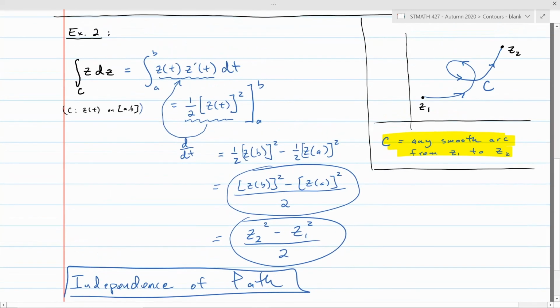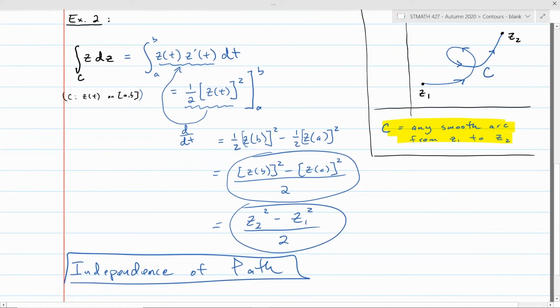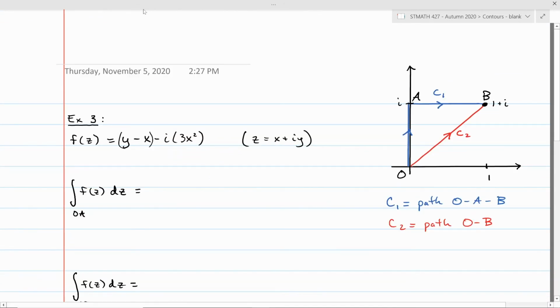As long as we chose a smooth arc, or it would also work for any contour, which is a piecewise smooth arc, the parameterization wouldn't matter. In fact, it's not just the parameterization, it's the curve itself. Any curve that goes from z1 to z2 would have the same answer. So that's what we mean by independence of path. And you can tell that the answer didn't depend on the particular path chosen because we were able to find the antiderivative. So being able to find the antiderivative is essentially what we mean by independence of path.